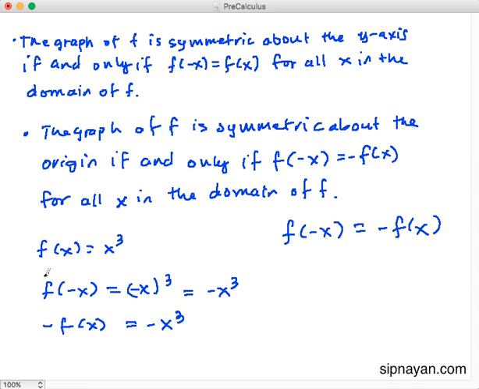So, nakita niyo yung pagkakaiba kanina dun sa notation na y dito, no? So, dito isa-substitute mo lang naman yung negative x. And you have to show that it is equal to negative f of x. Pag napakita mo na yan, then you are sure that the graph of f is symmetric about the origin.